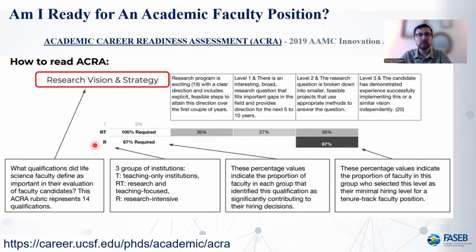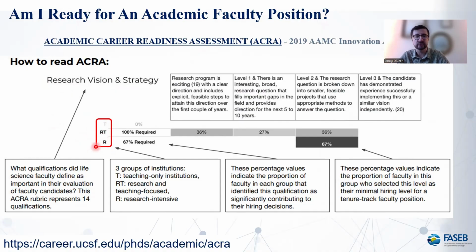Now, the next component of the ACRA identifies the things that faculty search committees would evaluate you on. And then they break that down by the type of faculty role. So T here means a teaching only role. An RT is a research or teaching role. And then an R faculty role would be purely research. And then the percentage shows what level of sophistication and detail and expertise and independence you were likely to have if you're applying for those roles.